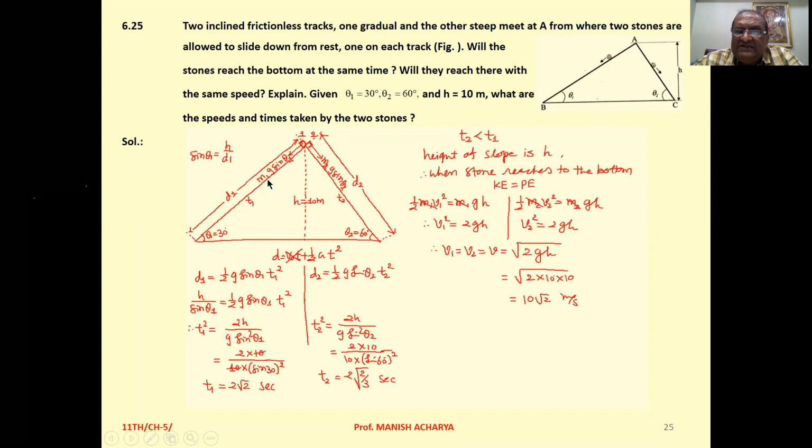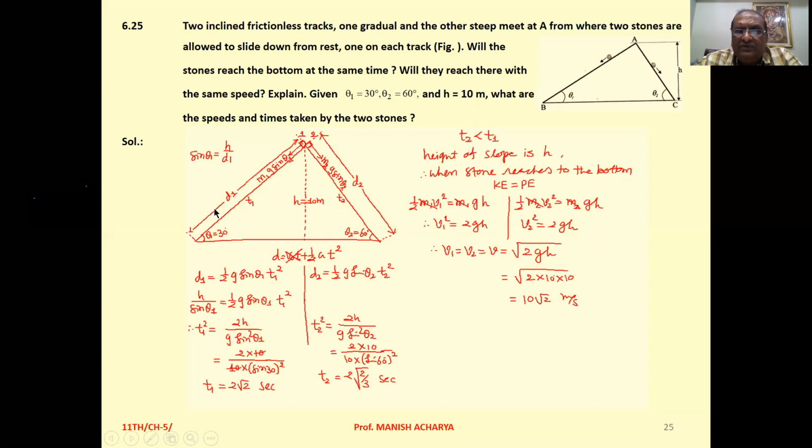Now force is mass into acceleration. So acceleration of stone 1 is g sine theta 1 and of stone 2 is g sine theta 2, but g and theta both are constant. So we can say the stones are moving with constant acceleration.